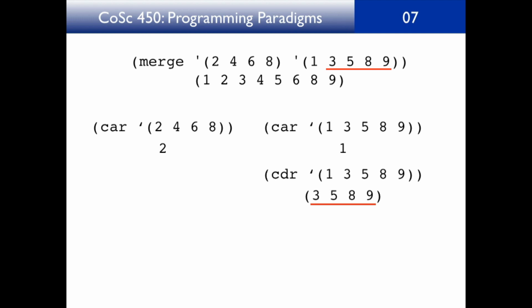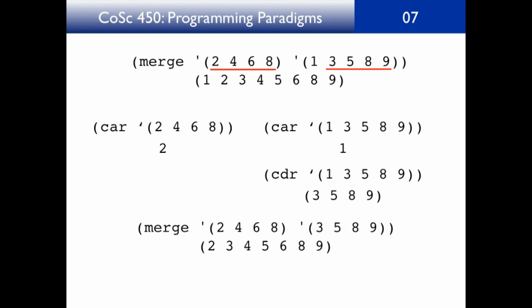So the cooter of list 2 is 3589, right? Are you with me? The cooter of list 2 is 3589. So what 2 lists do we merge? The 2468 with the 3589, and that's a recursive call, and one of those lists is shorter than the original, so we're making progress towards the base case. Are you with me? So we merge the 2468 with the 3589.